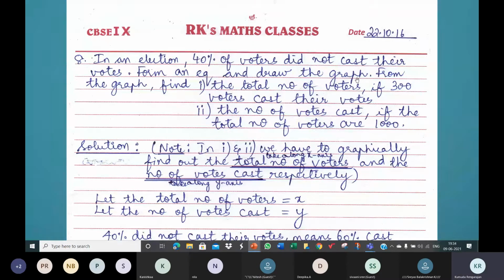So did not cast their votes is not in the picture here. Because when you have to read the values from the graph, you will have to draw the parallel and perpendicular lines. So the questions involve the total number of voters and the voters who cast their votes. Only these two. So take these quantities along the x and y axis. Take one thing along the x axis, the other thing along the y axis. That is your choice now, because there is no mention.